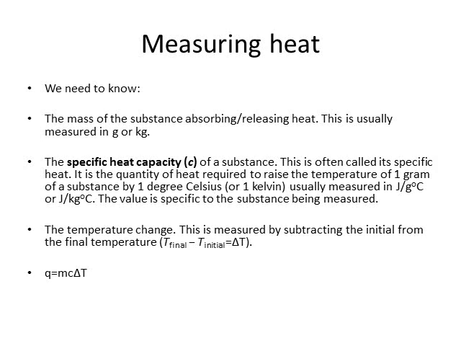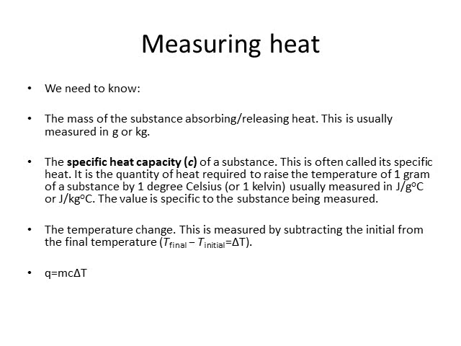Secondly, we will need the specific heat capacity of a substance. This is often called the specific heat, and it is the quantity of heat required to raise the temperature of 1 gram of that substance by 1 degree Celsius or 1 Kelvin. It's usually measured in joules per gram degree C or joules per kilogram degree C. The value is specific to the substance that is being measured. So water will have its own specific heat value, iron will have its unique specific heat value, and so will other substances such as copper, etc. So it is unique to that particular substance.